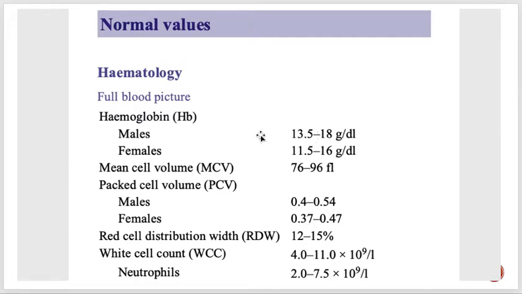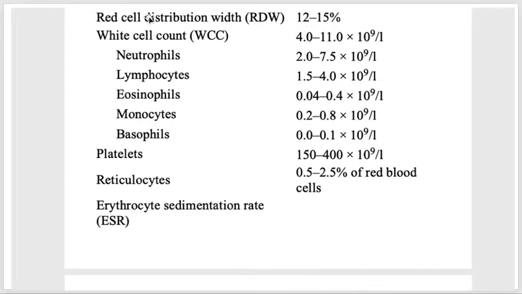So you can see the normal hemoglobin in males and females. Whenever it is less than this, anemia; whenever it is more than this, polycythemia. Then mean corpuscular volume, packed cell volume, red cell distribution width, and white blood cells. Of course, I'm going to explain these things; don't think I'm just passing them off. And then see the white blood cell count: how many neutrophils, lymphocytes, eosinophils, monocytes, and basophils there are.